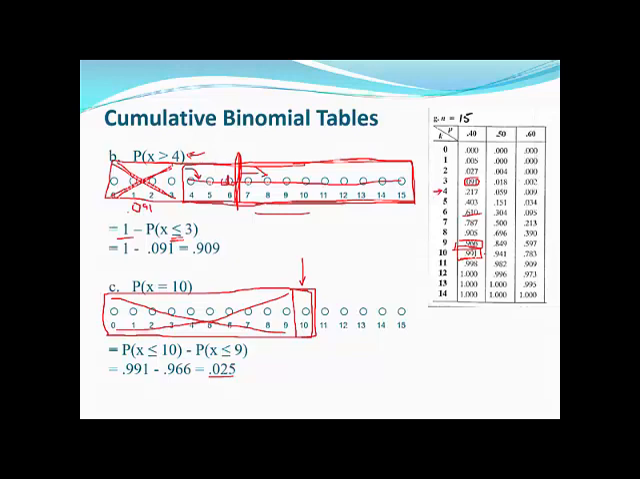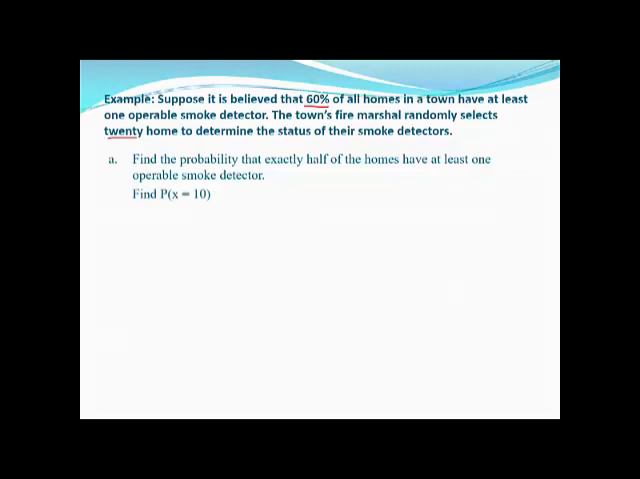All right, so let's take a look at a couple examples. In fact, let's go back and take a look at the examples we've done already. Suppose it's believed 60%, there's our P, have at least one operable smoke detector. The town's fire marshal randomly samples 20, there's our N, to determine the status. We have a binomial with N equal 20, P equal 0.6. Find the probability exactly half. Well, that's the probability x is equal to 10.